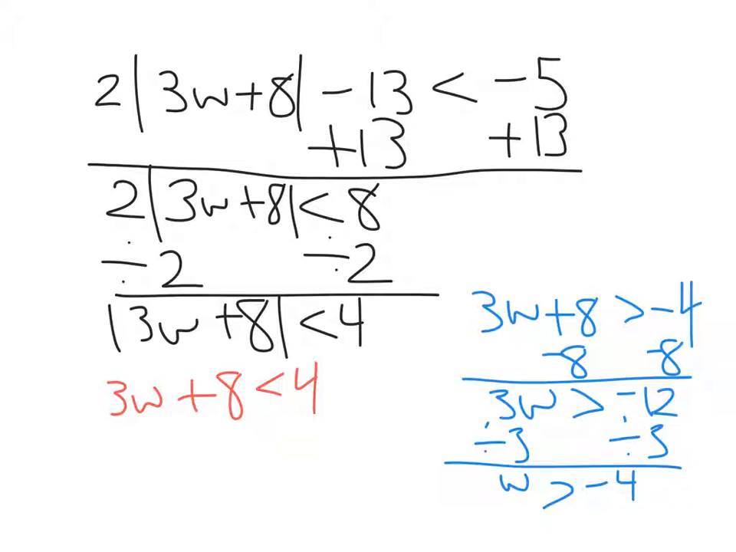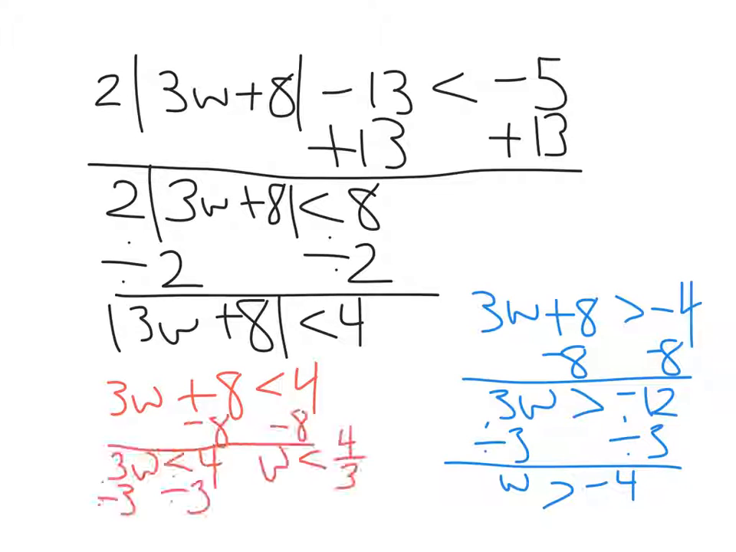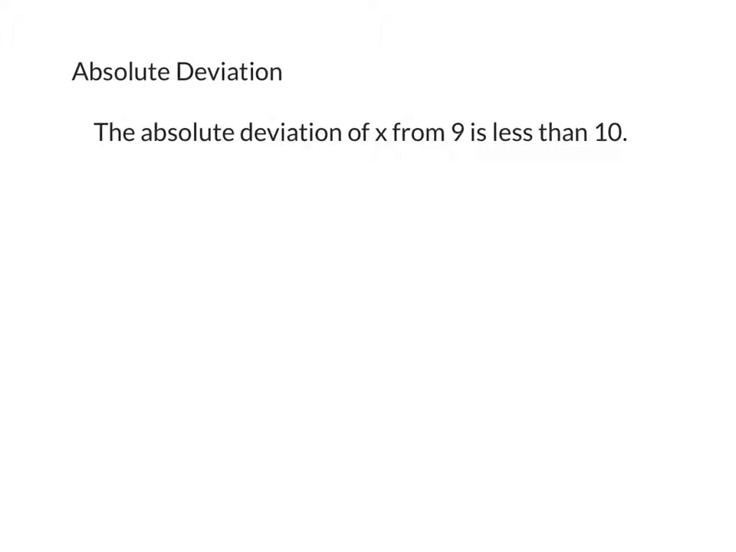So the answer to this blue one is w is greater than negative 4. And the answer to this red one is w is less than 4/3. And since w is greater than negative 4 and less than 4/3, it's going to be one of those that looks like this, with the part in the middle. So absolute deviation is something that's also covered in this section.